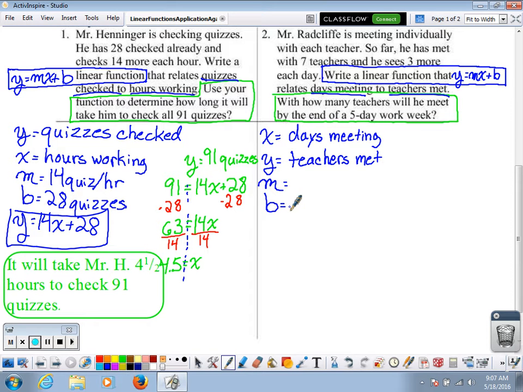And we look for a place where they say y per x. Teachers met per day. 3 more teachers every day. Teachers per day. Now we need B. We need a starting point. How many teachers he's met at the beginning of this story? 7 teachers. Okay, so now we have everything we need. We can sub into y equals mx plus b. Okay, what's that going to look like?